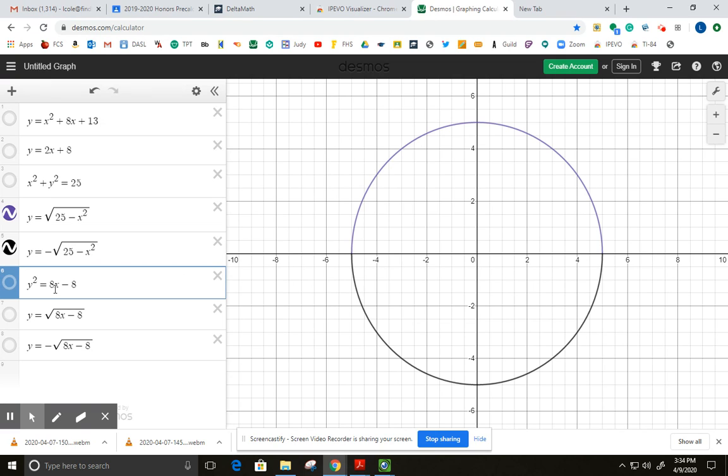And then with the second function here, y squared equals 8x minus 8, that's a parabola opening to the right, and that is also not a function. That doesn't pass our vertical line test. But if we take the square root of both sides, we could enter the positive part. You see how that gives us the positive part of the parabola opening to the right. And then the negative version will give us the rest of it. And that's how you would do that in the graphing calculator. But once again, you can either use the graphing calculator or use Desmos.